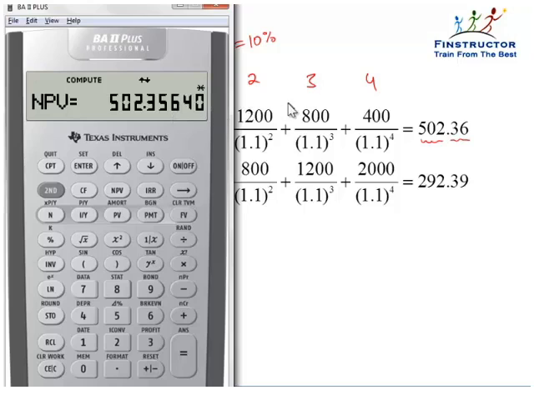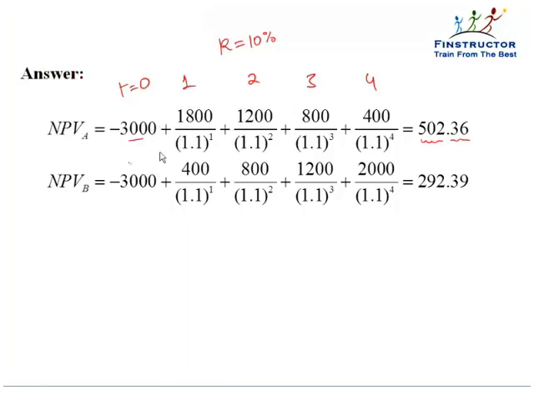So just a revision on how to calculate the NPV. Please do it for the cash flows for project B and verify that they come out to be 292.39. Please note that NPV is a measure of the absolute addition in shareholder wealth because of a project.